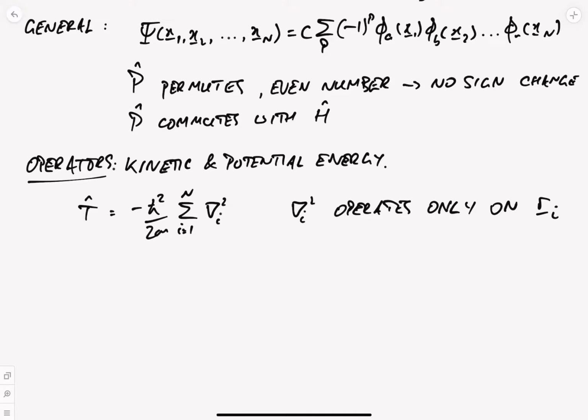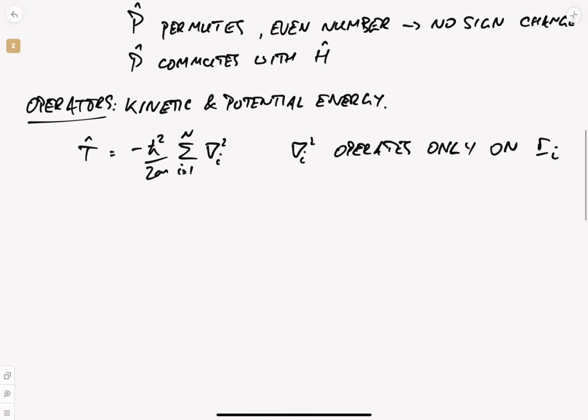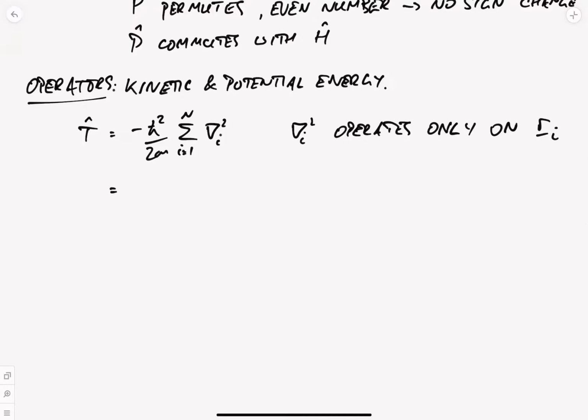So this is a very simple operator. You will often find that if we're using atomic units, we set h bar equal to 1 along with m and the charge on the electron. So in that case, we would have minus a half del squared i.